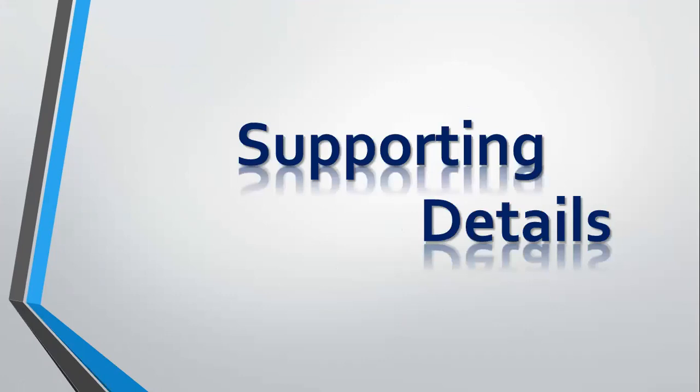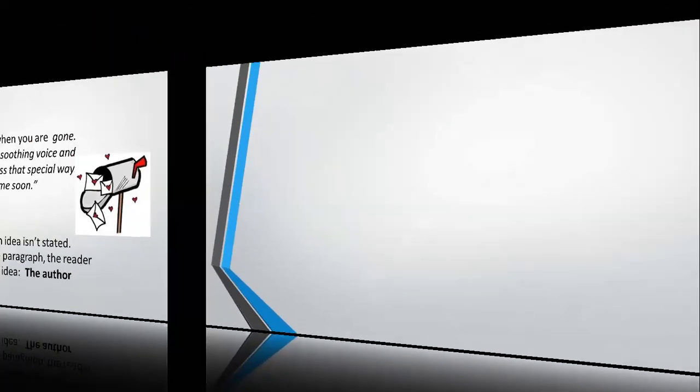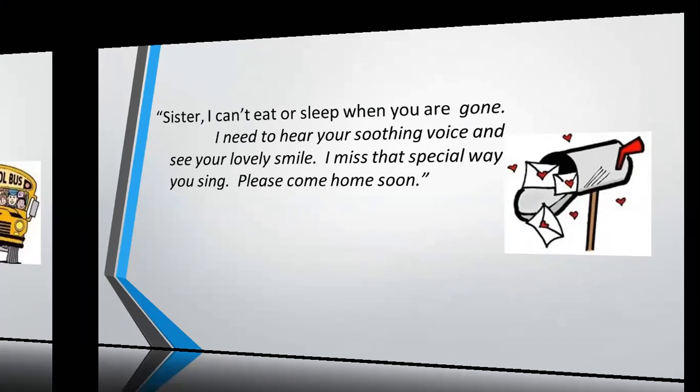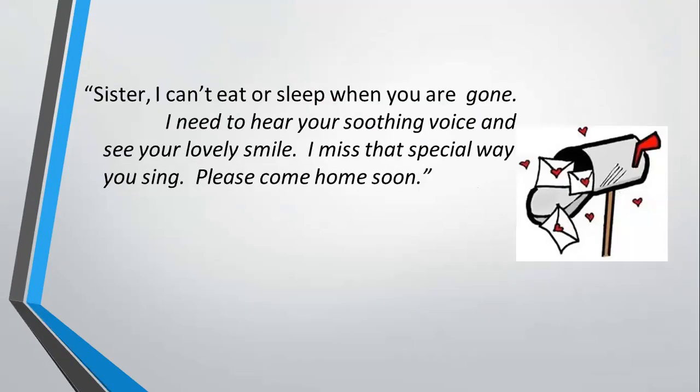Supporting details, because we're running out of time, are like the following. They come directly after the topic sentence to make the body of the paragraph, and they give more support to the main idea. In the last two paragraphs, in the first one, you speak about the students and their field trip. The topic sentence in the beginning: the students had fun on their trip. After that, you support. They went to the museum, they went into a tugboat, and they got some souvenirs. Supporting details covering the topic sentence.